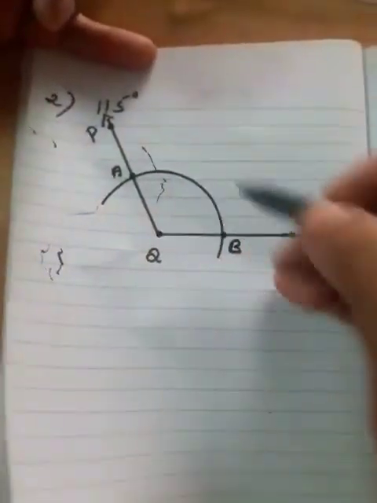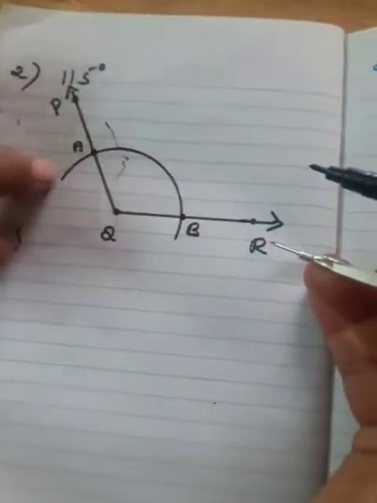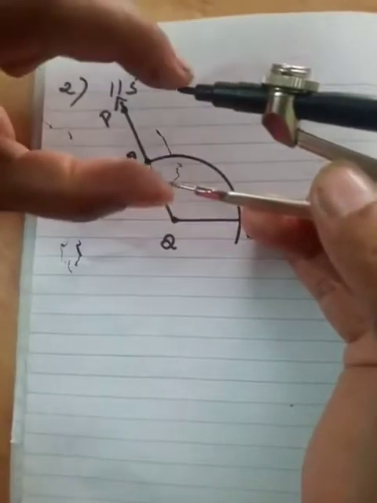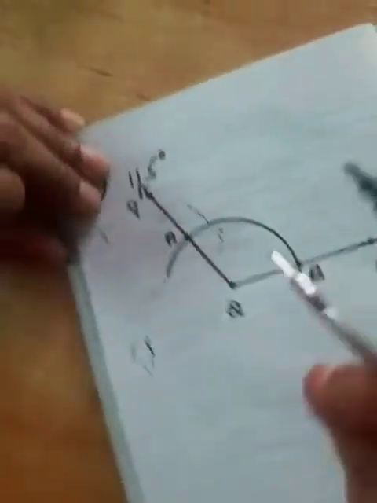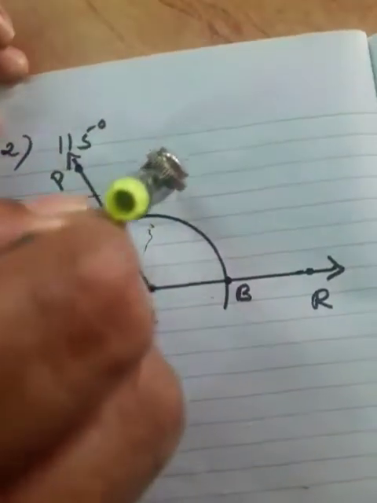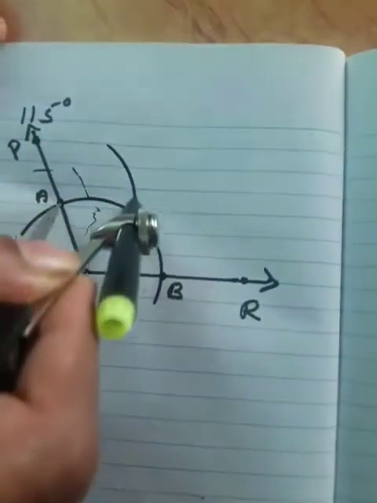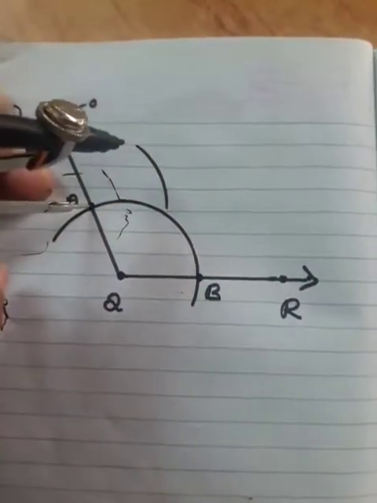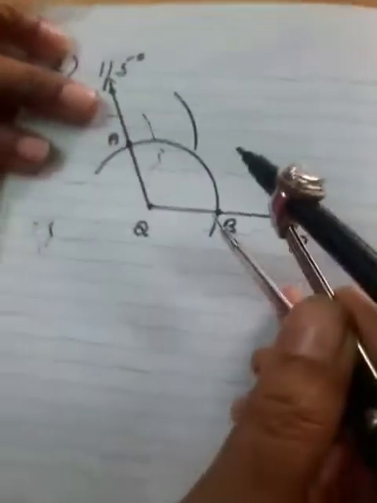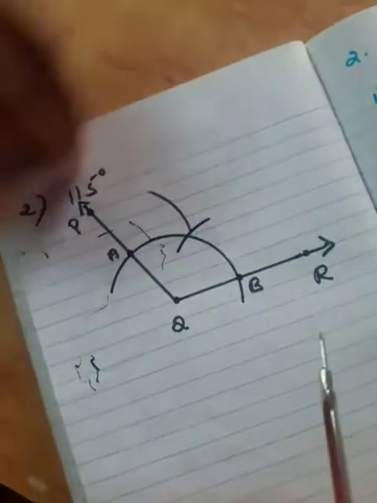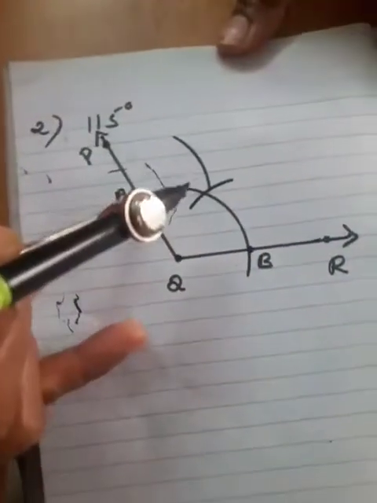Understood, students? Now how to draw this arc? By taking any measure, keep the compass on Q point, draw an arc. Now with the same distance, don't change this distance now. By taking the same distance, keep the compass on A point. Then draw an arc inside the angle. First keep the compass on A point, draw one arc. Then on B point, draw another arc. If it is not intersecting, you can extend the arc.